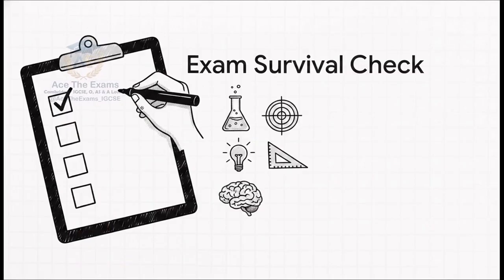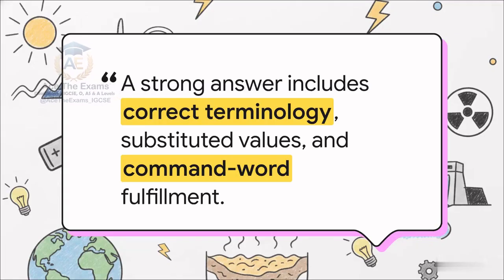To really solidify this newly learned strategy, let's read this rule directly from the source material. A strong answer includes correct terminology, substituted values with units, and command word fulfillment. Guys, this isn't just good advice, this is the literal rubric for success. Write this down, memorize it, and let it guide absolutely every sentence you construct in Section 4.